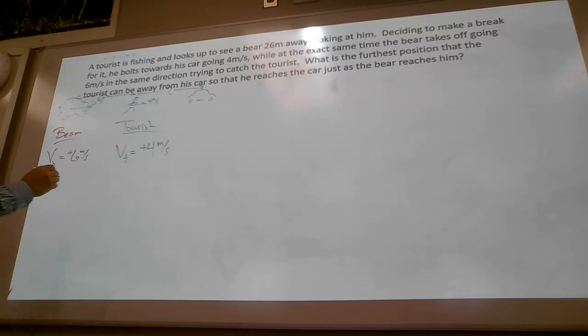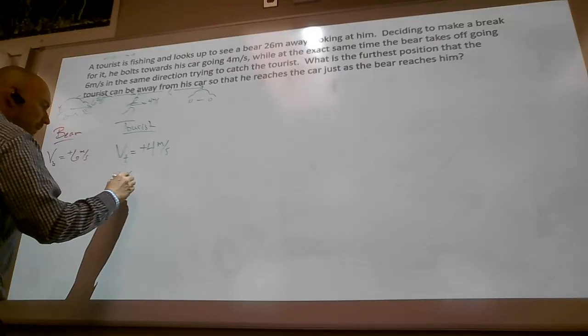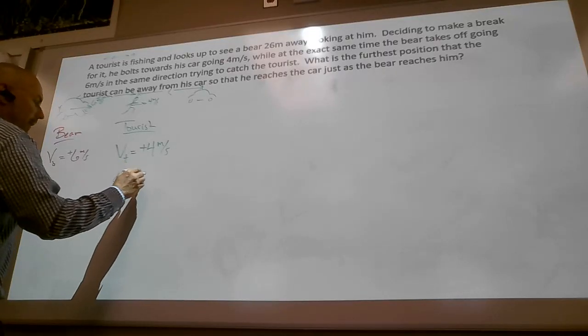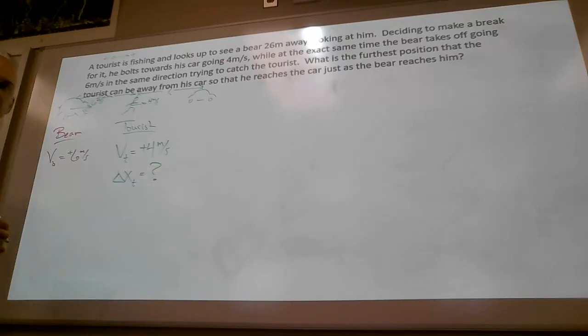I am looking for how far the tourist can be away from the car. That's what I'm looking for. Now, I've been given another number. It'd be really nice if I could fit that in there somewhere.